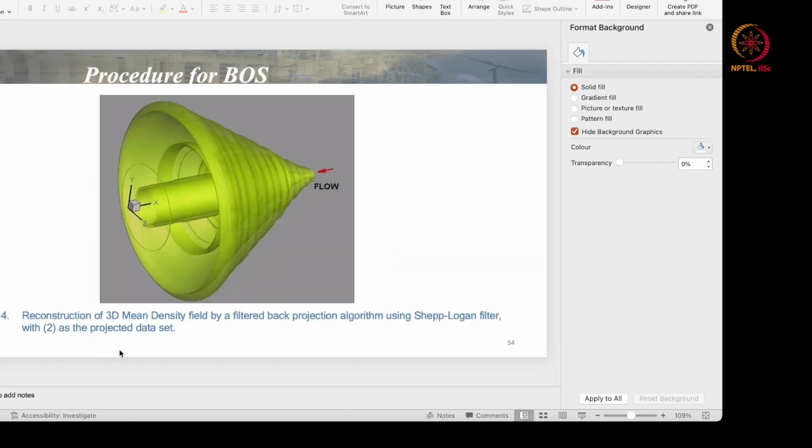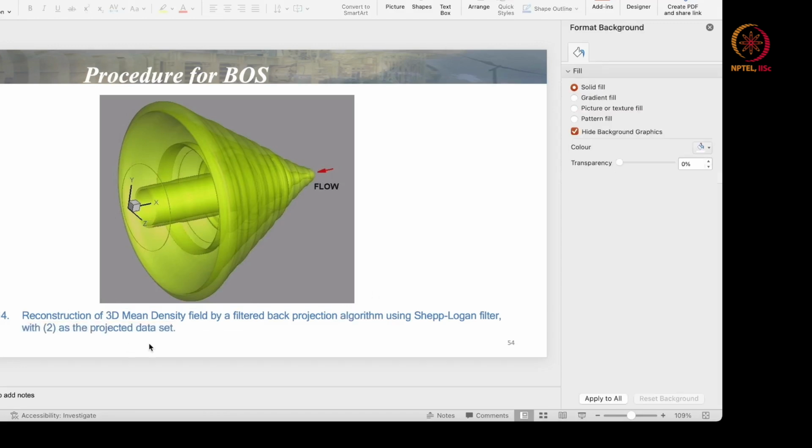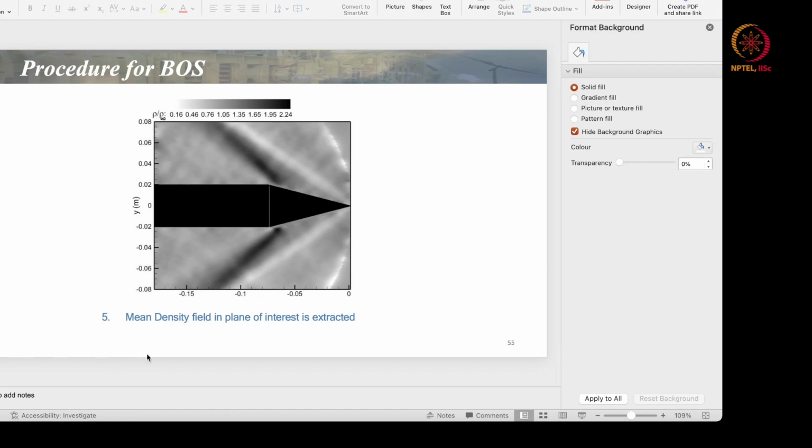And reconstruction of the 3D field by a filtered back projection, which we did using a Shepp-Logan filter with 2D line of sight data as the projected data set. So this is the reconstruction of the 3D field. This is the 2D line of sight integrated density field by the solution of the same equation that we covered earlier. And this is the mean density field in the field of interest, extracted out in a particular plane.